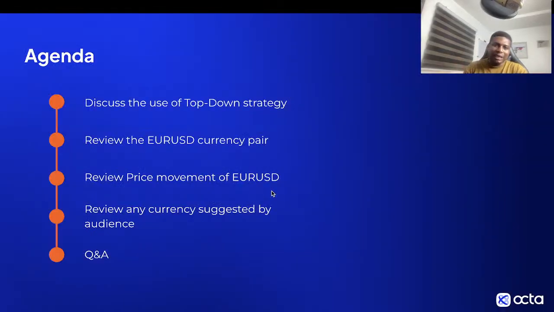So today's agenda will discuss the use of top-down strategy. We would review EURUSD currency pair. We would review price movement of EURUSD and also review any currency suggested by the audience, that's by you.